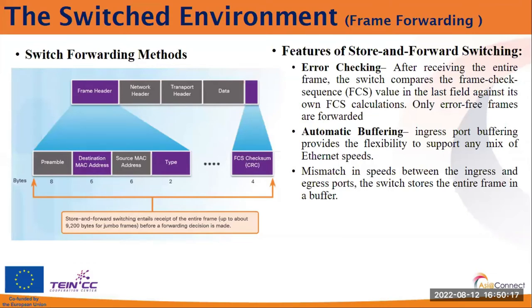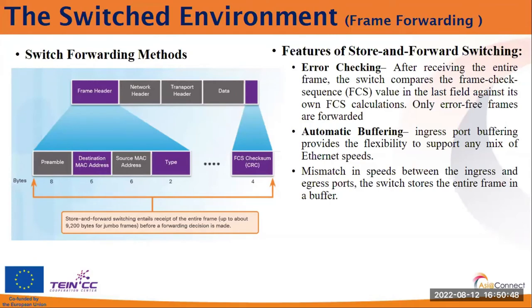Okay, so with any mismatch in speed between the ingress and egress port, the switch stores the entire frame in the buffer, computes the FCS check, and forwards it to the output port buffer and then sends it. It drops frames that do not pass the FCS check, therefore it does not forward the invalid frame.